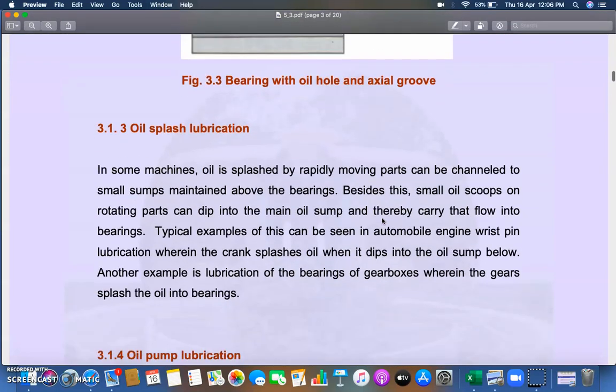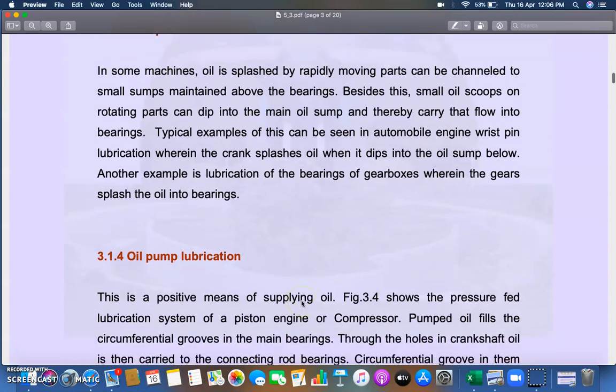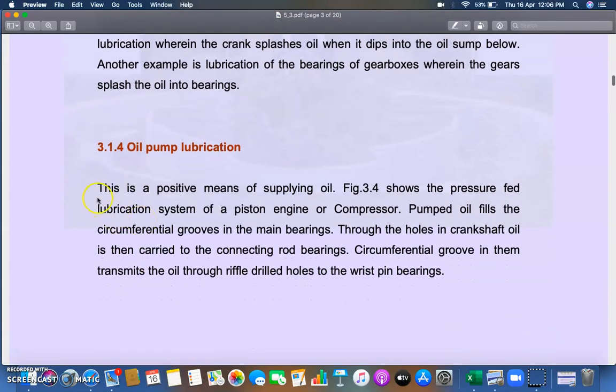And the next part is oil splash. Oil is splashed by rapidly moving parts and can be channeled to a small sump. It means from one small sump, oil is splashed onto the rapidly moving parts. Such a lubrication principle is called oil splash lubrication. Next is oil pump lubrication. This is a positive means of supplying oil.